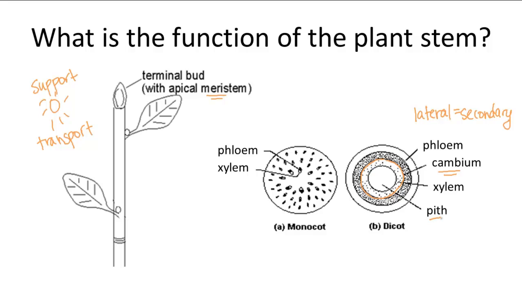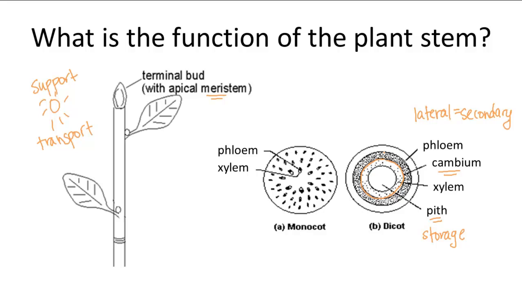So the pith that you also see in this diagram is a tissue that stores nutrients just like the cortex of roots. And stems also actually have a cortex as well, but it's not shown here. It's found between the vascular tissues and provides strength and structure.